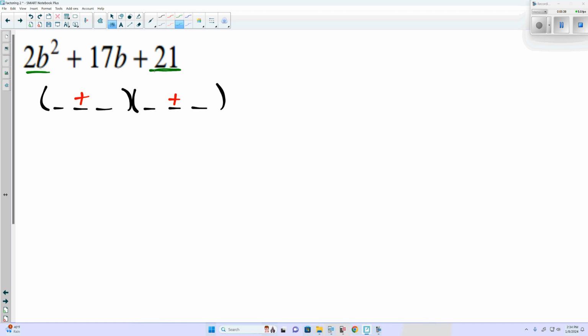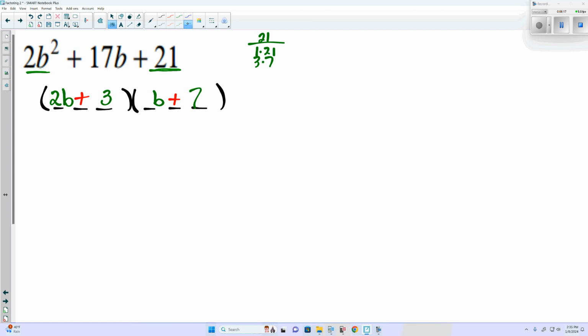Factors of 2b squared. Well, we will have b and b. Factors of 2 are 2 and 1, so we need to put the 2 somewhere. First, 2b and b. Factors of 21, well, is there more than one? Yeah. 3 and 7, 1 and 21. Which one of these two do we want to try first? 3 and 7. Which one do we want to go first?